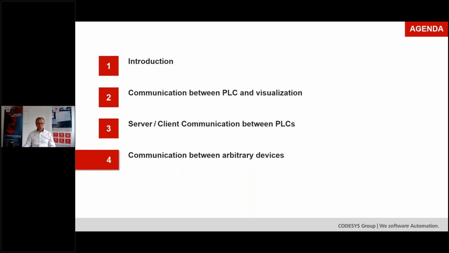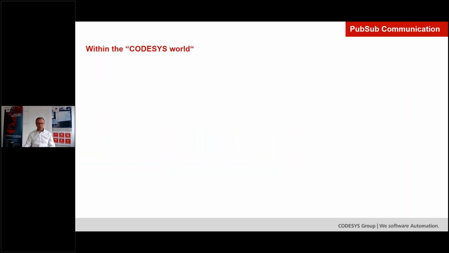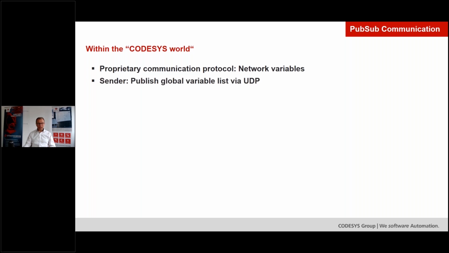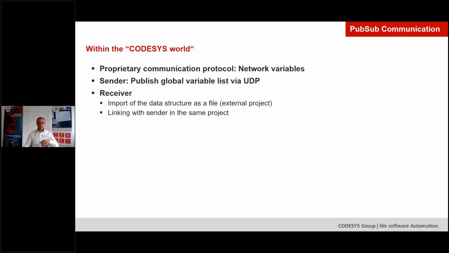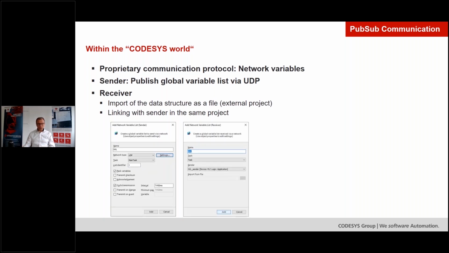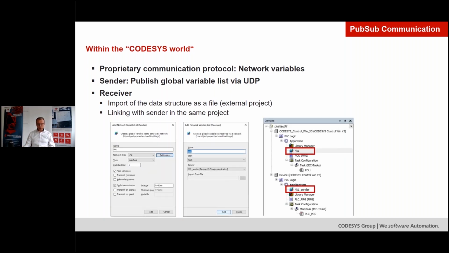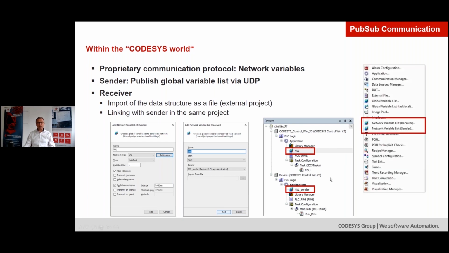Now let's go to the last point, to the communication between arbitrary devices. So not necessarily high performance devices. Let's make a short recap. Within the CODESYS world, we don't need that because there's a special protocol called network variables, a proprietary communication protocol, which offers the possibility to exchange data between a sender and a receiver. The sender can publish global variable lists and the receiver can either import them or just use them within the same project. Now, just to give you a short recapitulation of that, I have in here some screenshots.